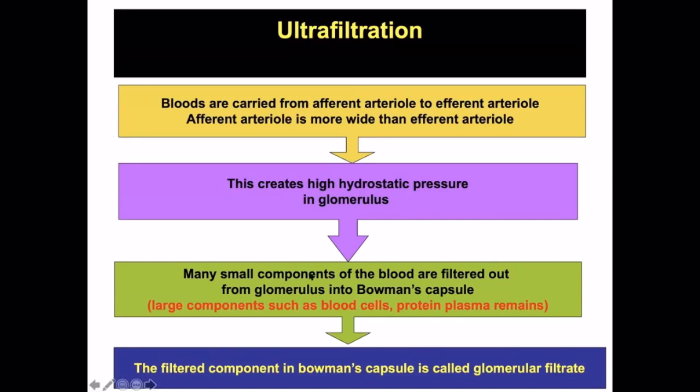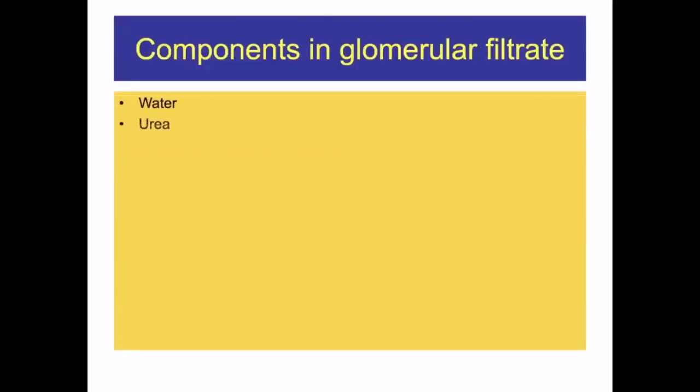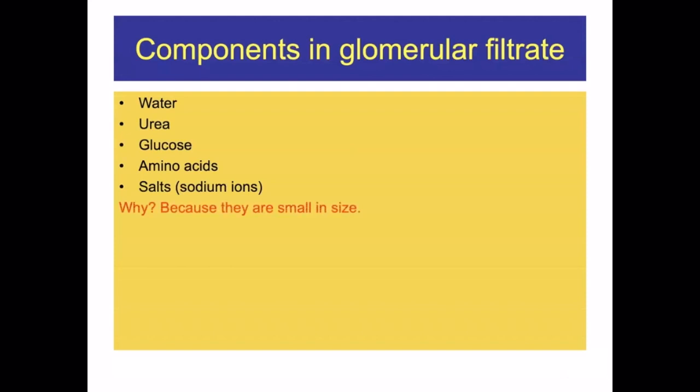And once the small components are filtered from the glomerulus to the Bowman capsule, we can call them glomerular filtrate. So this is the example of the small substances that will be filtered from the glomerulus and get into the Bowman capsule. Why do they get filtered out? Because they are small in size. So once they get into the Bowman capsule, we call them glomerular filtrate. And this process is known as ultrafiltration.